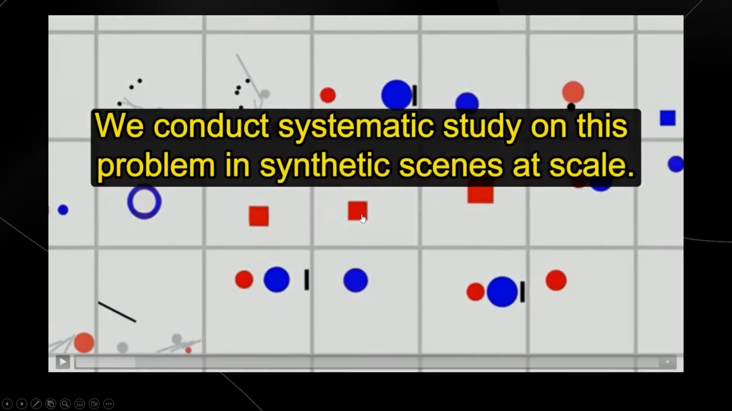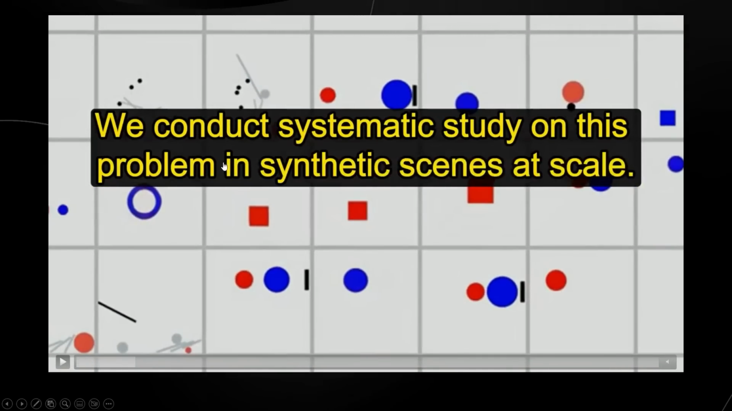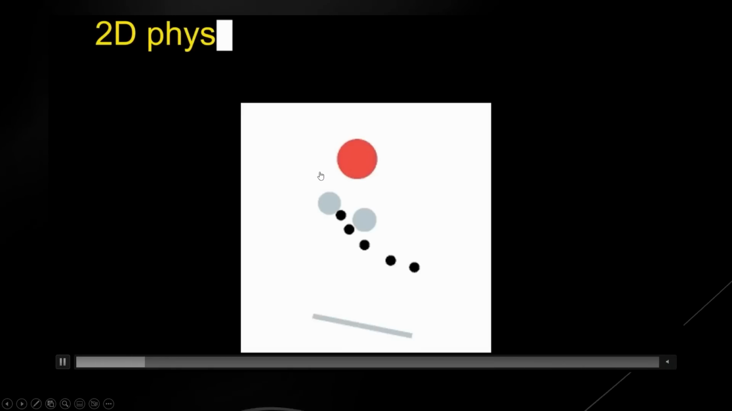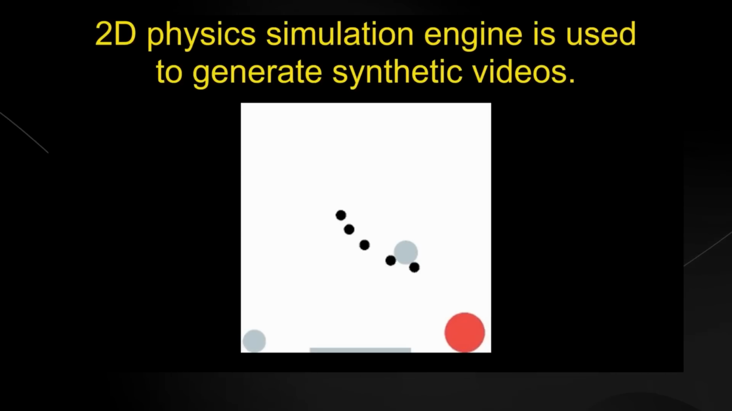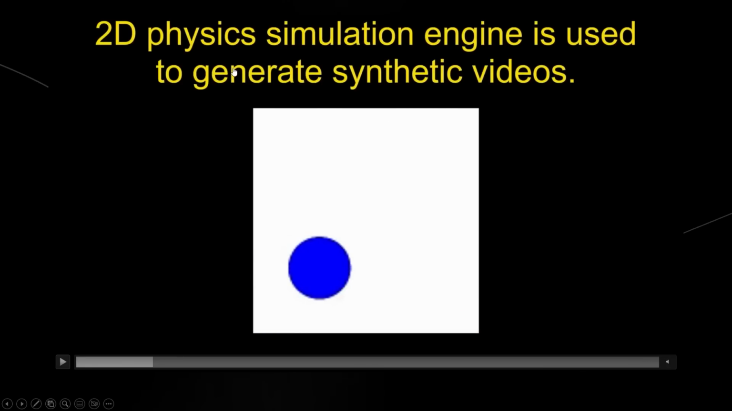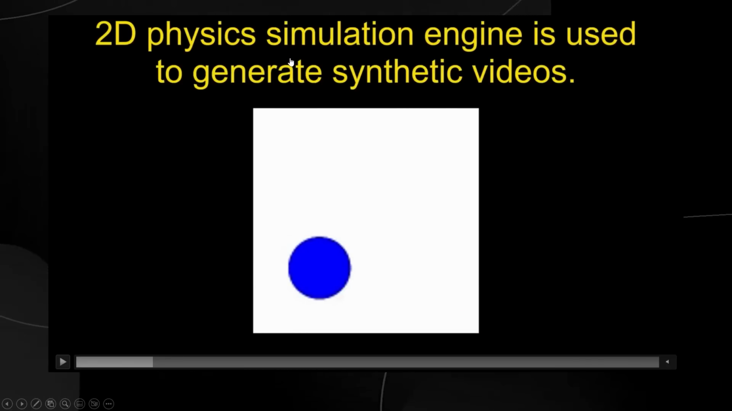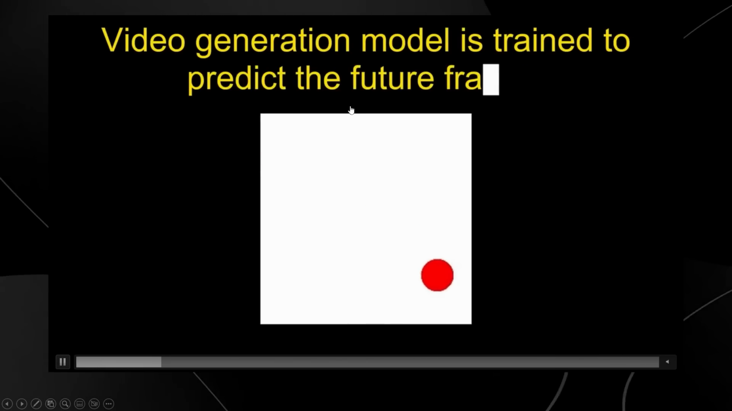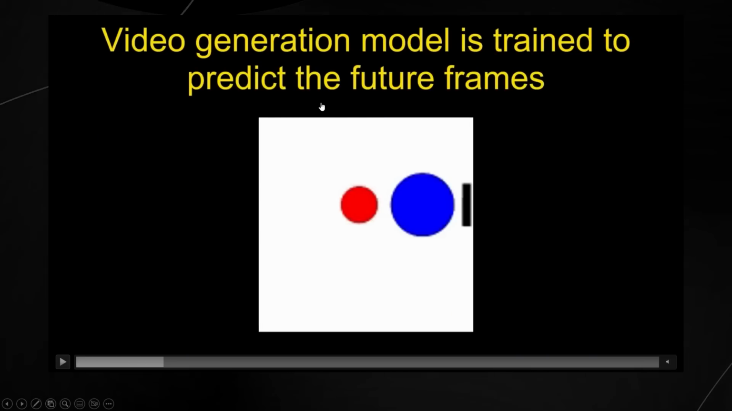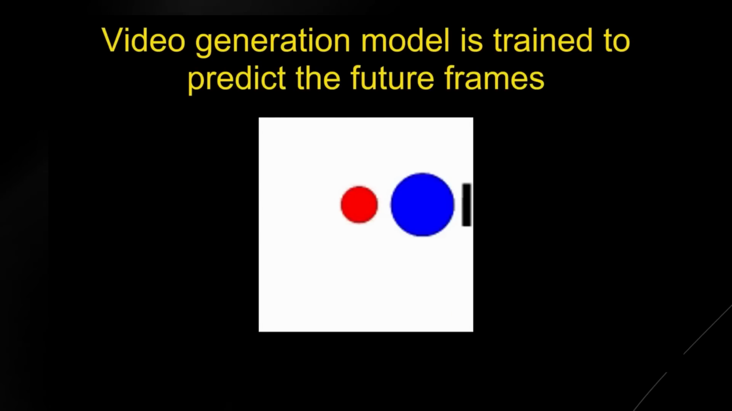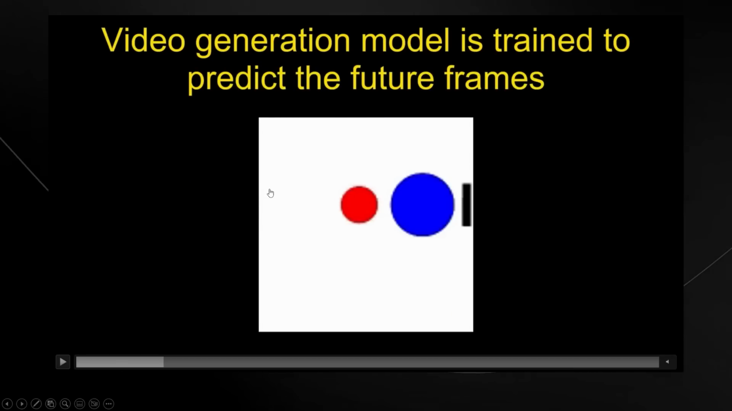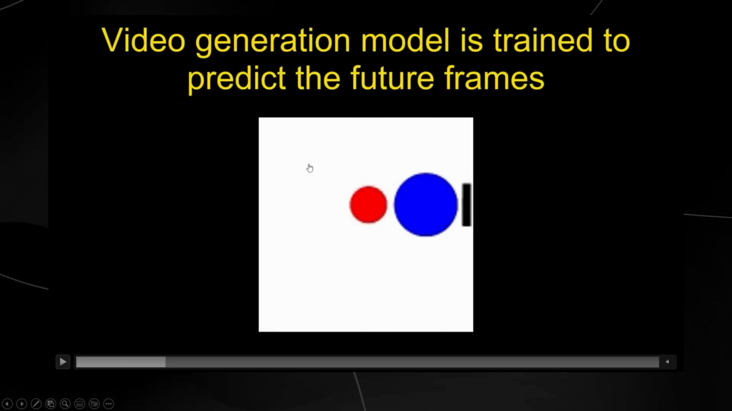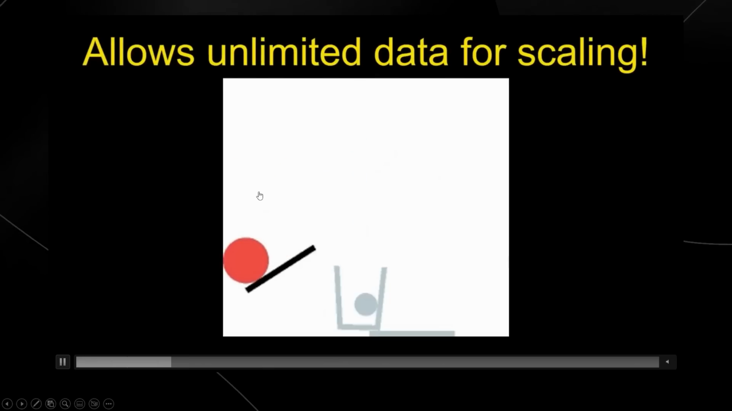So it says, we conduct a systematic study on this problem in synthetic scenes at scale. Things are going to get a little bit complicated just for 60 seconds, but just stay with me. Trust me, it's worth it. So they said that they have a 2D physics simulation engine, which is going to be used to generate the synthetic videos. That's pretty simple to understand. And the video generation model is trained to predict future frames, quite like how traditional models do the same thing. So this is nothing out of the ordinary, but video generation models are importantly trained to predict the future frame. It's basically predicting the next frame, or whatever's going to happen next.